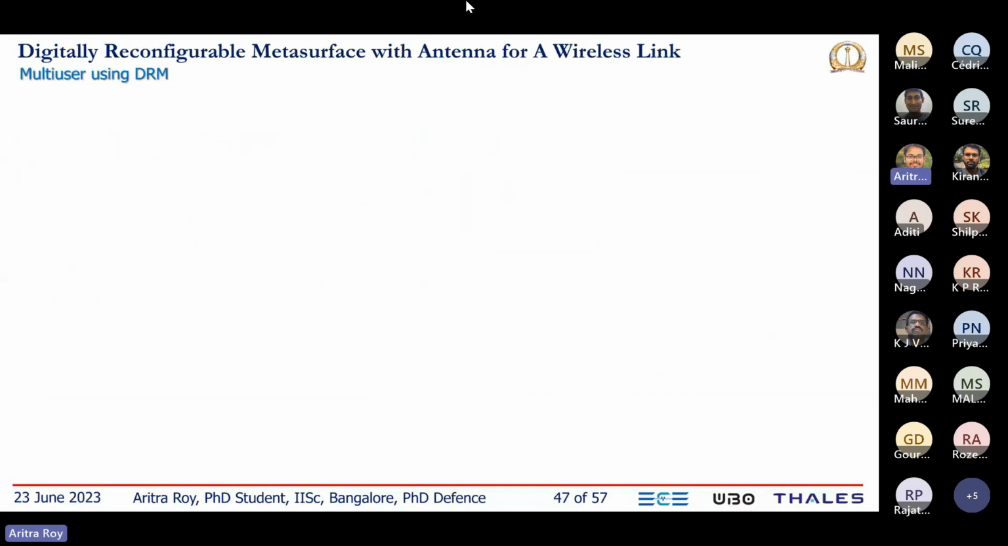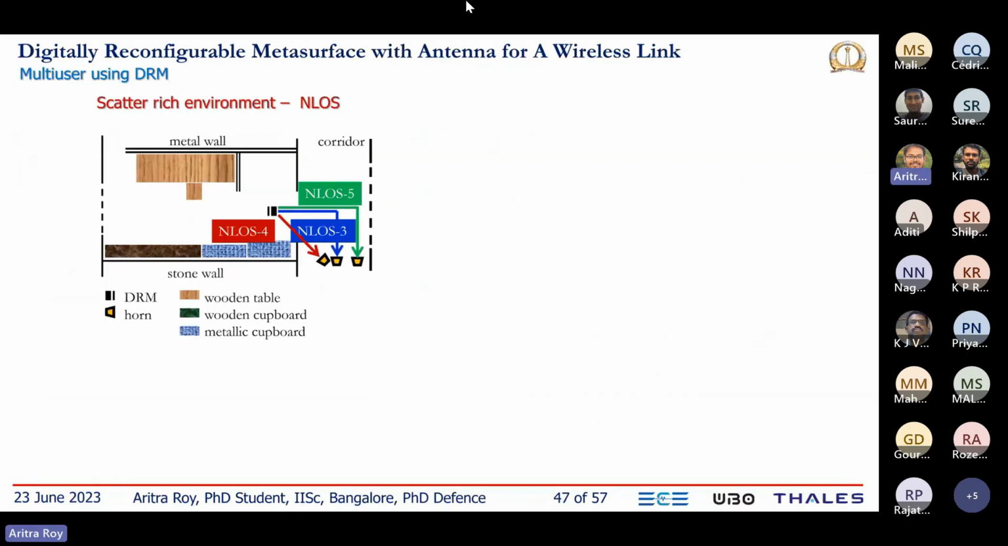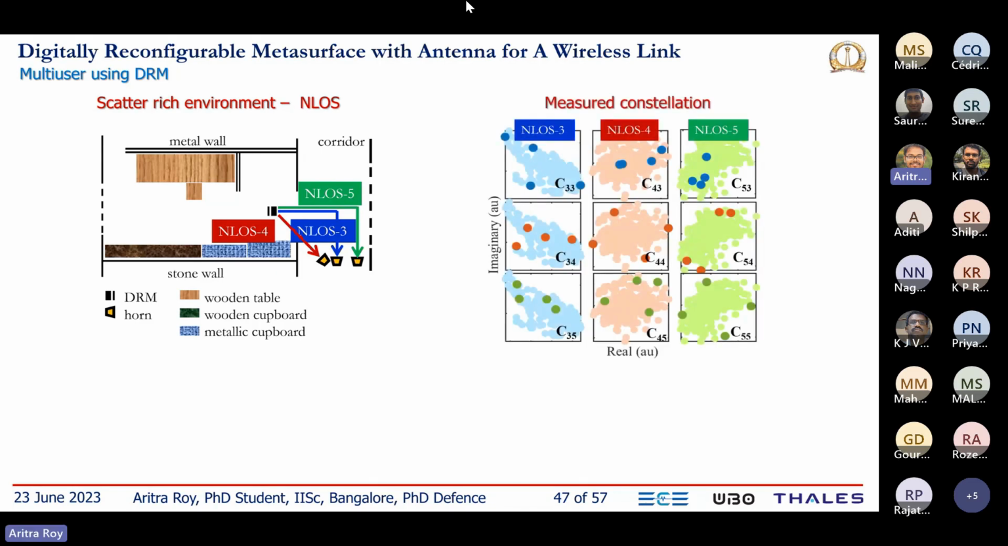In the next slide, it is to demonstrate the possibility of multi-user communication. For that, we have set 3 non-line of sight configurations, NLOS 3, 4, and 5, and we have collected a lot of symbols. Let's see one by one. If we look into C33, C33 is the constellation for NLOS 3, and we selected 4 symbols from that. And then we plotted the same symbols for the NLOS 4 constellation and the NLOS 5 constellation.